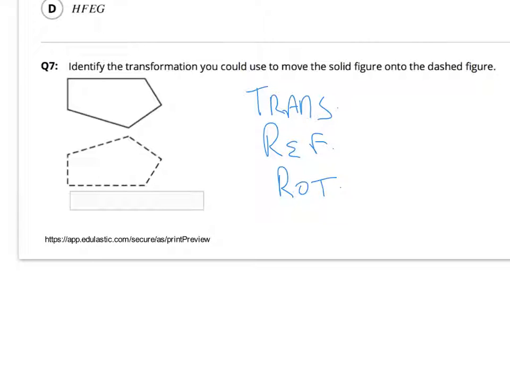Question number 7, we need to identify what kind of transformation happened from here to here. This is the original shape right here, this solid one. The dotted one's the new one. So you need to type in which one it is. Is it a translation, reflection, or a rotation?